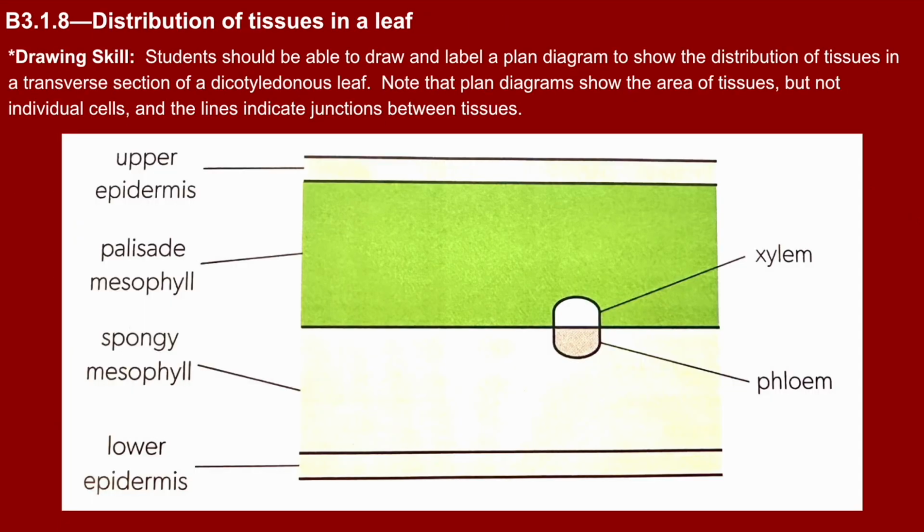This is a drawing skill. It's a plan diagram, so instead of drawing individual cells, your job is to just draw the tissue boundaries. And so you would draw your upper epidermis, your lower as fairly thin regions, and then both of your mesophyll layers as thicker regions, and then your xylem and phloem, xylem up here in the palisade mesophyll, phloem down below.